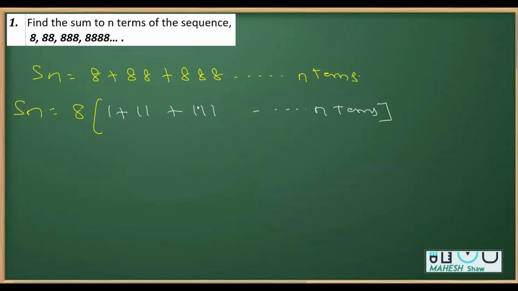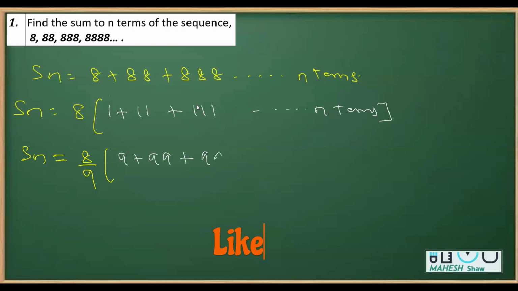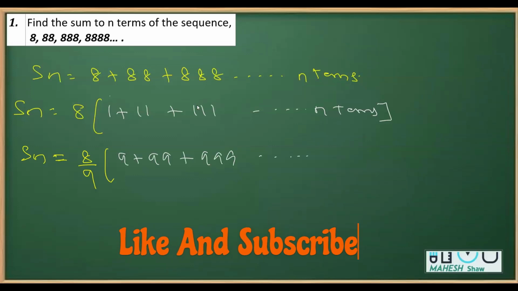In the next part, I'm going to divide this sequence by 9. So, multiplying by 9 and dividing by 9. First I divided here and I'm multiplying by 9. As I said, multiplying and dividing by 9. So when multiplied by 9, the numerator, which is this, should change to 9 plus 99 plus 999, so on up to n terms.